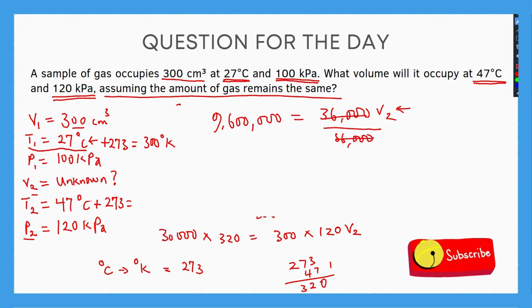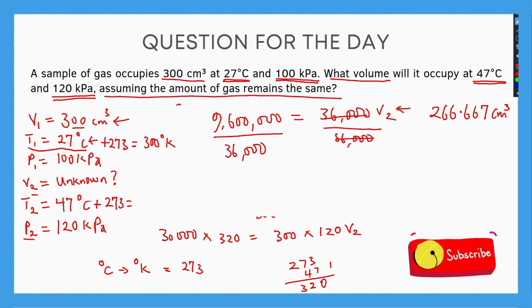So this cancels this. 9.6 million divided by 36,000. Let's do that very quickly. Let me punch my calculator. 9.6 million divided by 36,000 gives us 266.667 centimeter cube, because the question says what volume, and in this case our volume is in centimeter cube.